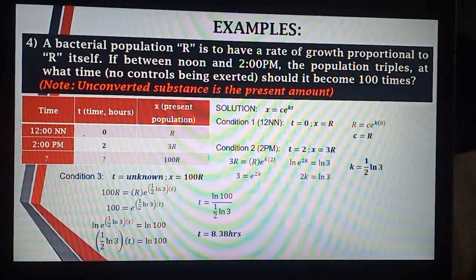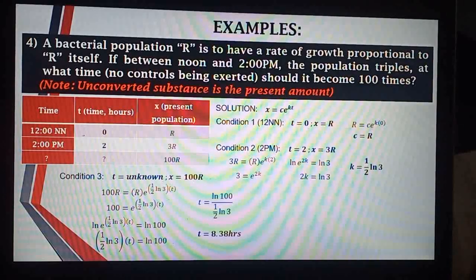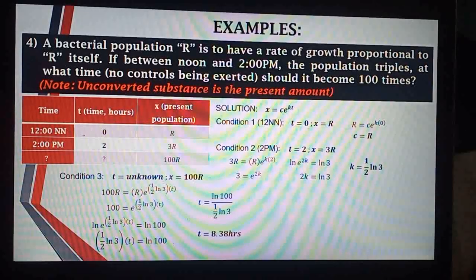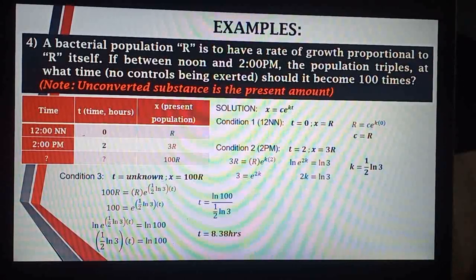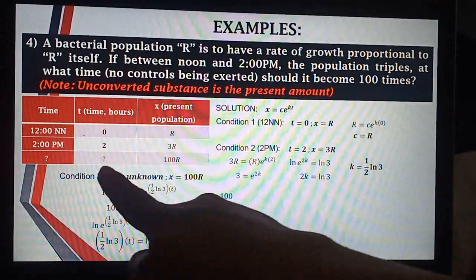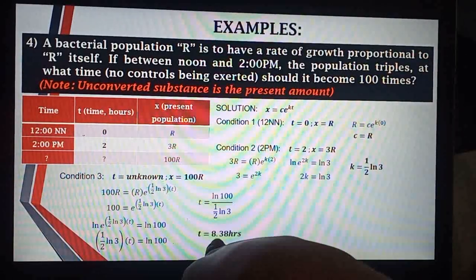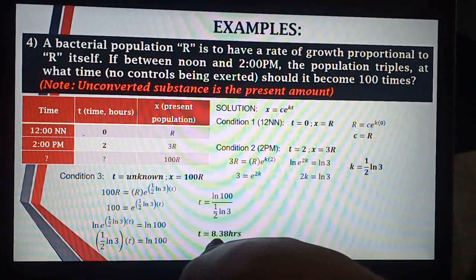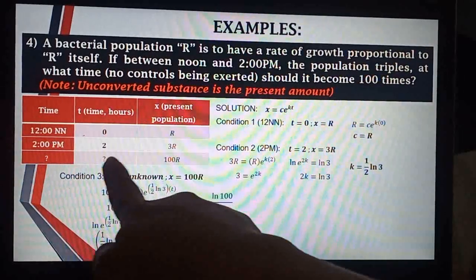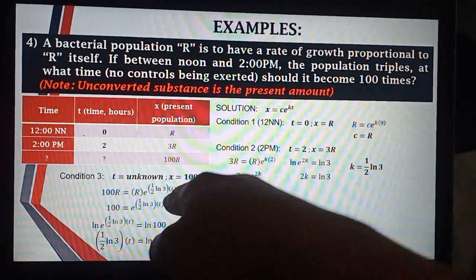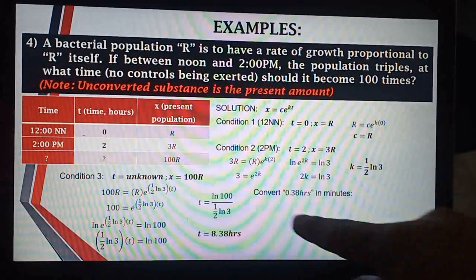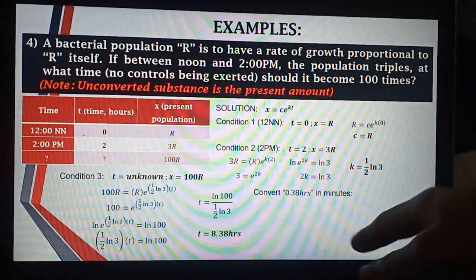Now, the value of our t is 8.38 hours. So, after 8.38 hours, the value of your population is 100 times the original population. So, that is the time in terms of hours. But if we need to find the exact time wherein the population is 100 times the original, we have to convert the 0.38 hours to minutes.